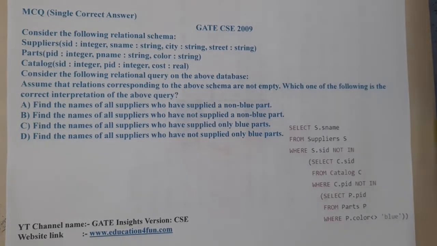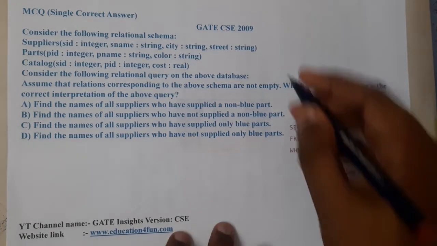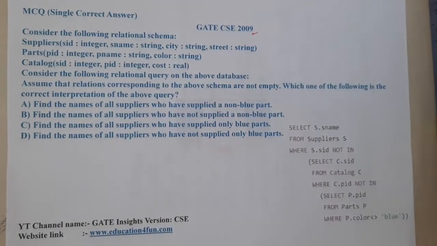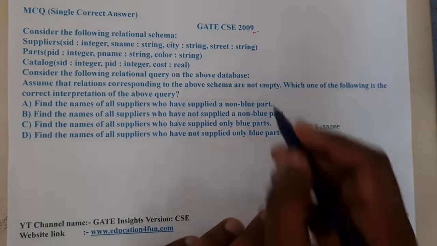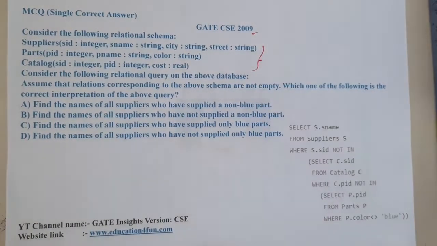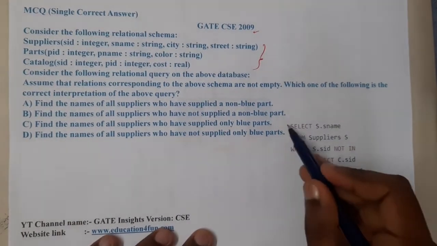In this lecture, let us go through the next question. This question belongs to GATE CSC 2009. The given question is: consider the following relational schema. They give around how many tables, guys? 3 tables. So consider the following relational query. They gave a particular query.